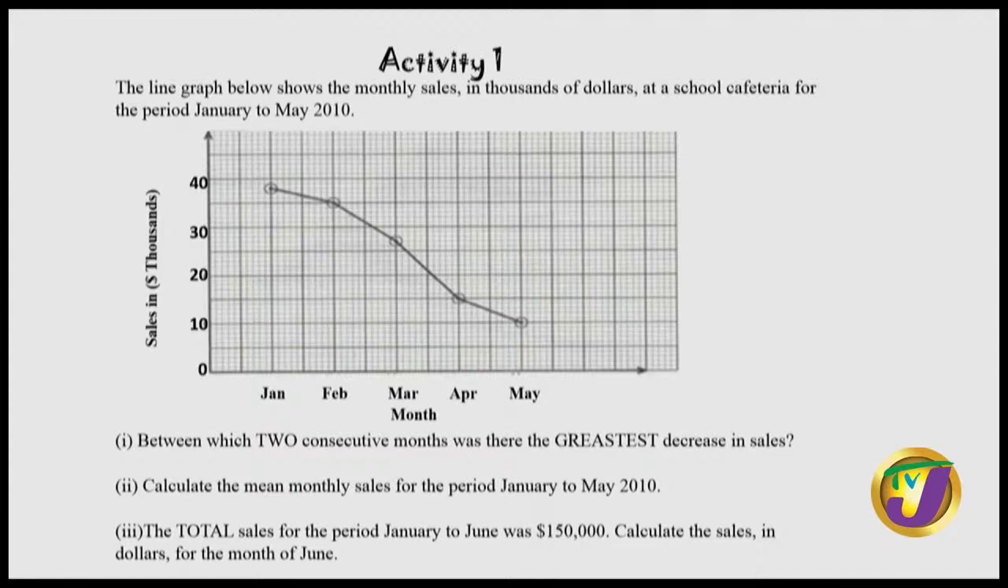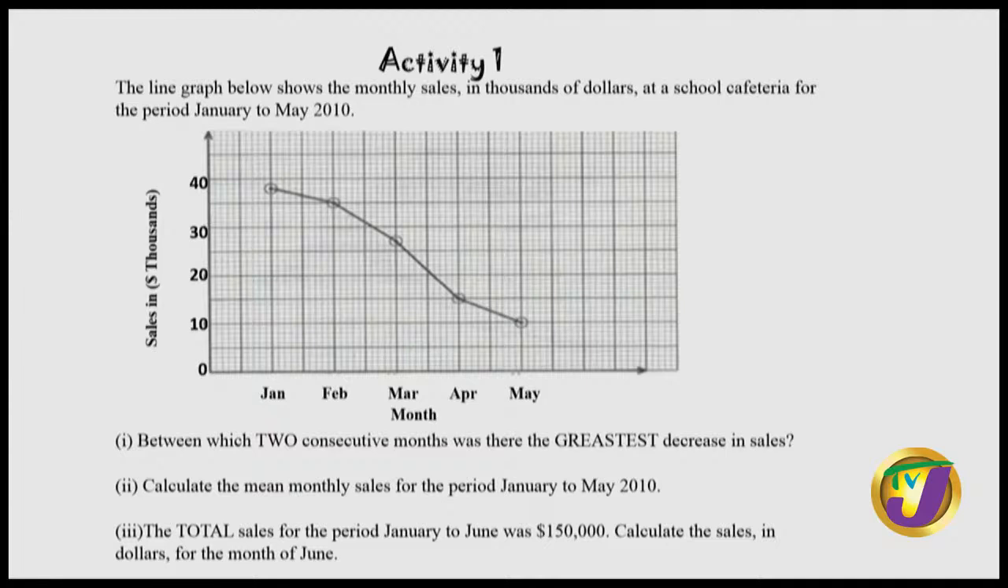So we're looking at a line graph, and we notice that on our y-axis, we have sales in thousands of dollars, and on our x-axis, we have the months. So we're looking at January to May. Now we're asked a few questions, and I hope that you guys are paying attention at home and ready to jump in with us.